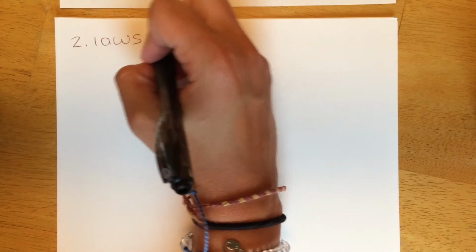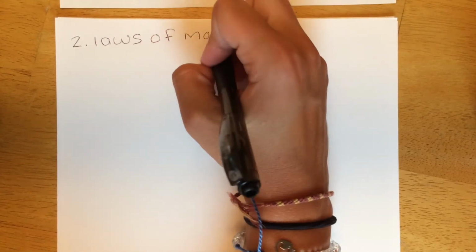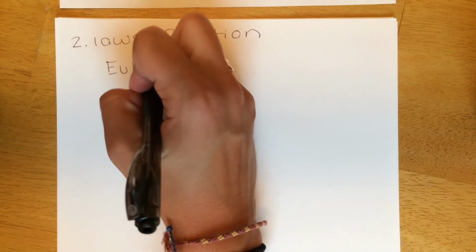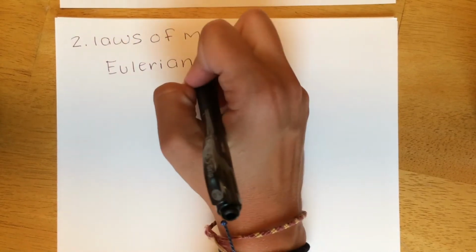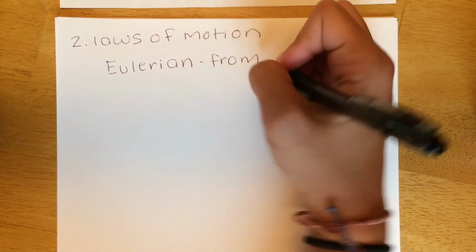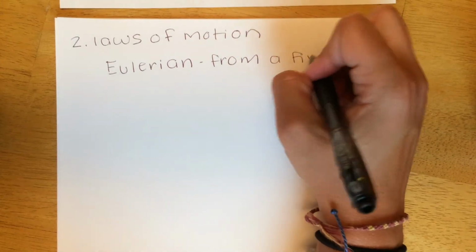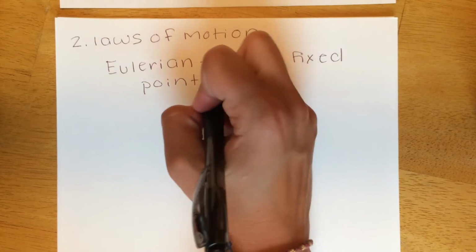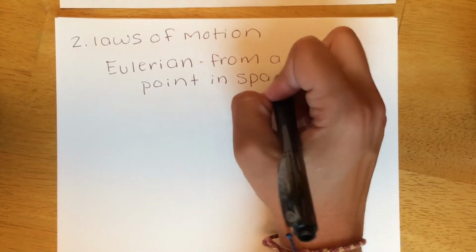Okay, we'll now move on to the laws of motion and building the Navier-Stokes equations. But first, I'm going to define a few important terms that are relevant to this derivation, but also are commonly used in all of physical oceanography. We use two different reference frames when studying the motion of fluid, Eulerian and Lagrangian. Eulerian is a reference point from a fixed location in space.